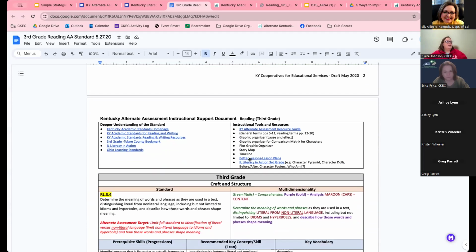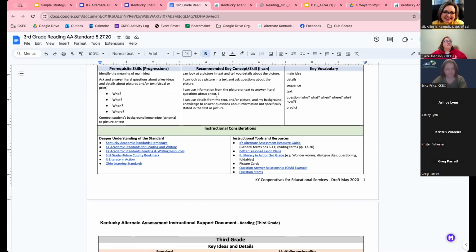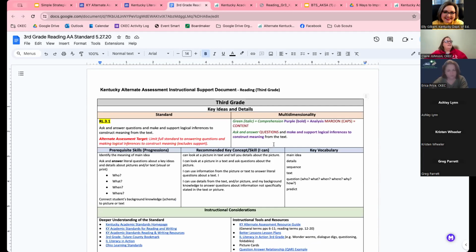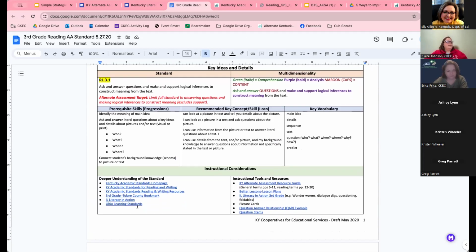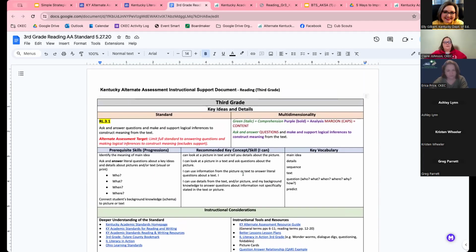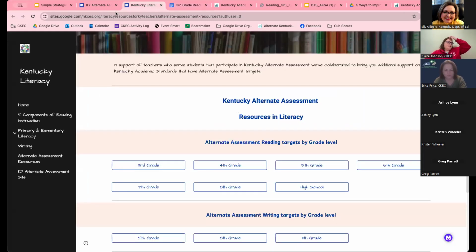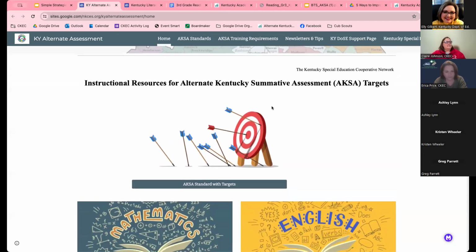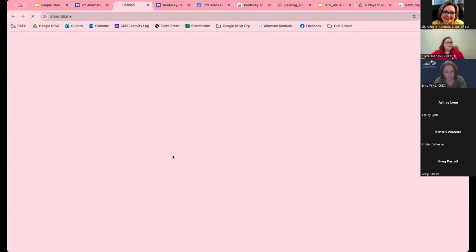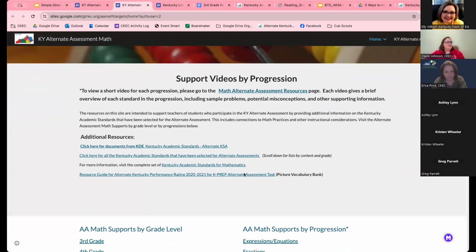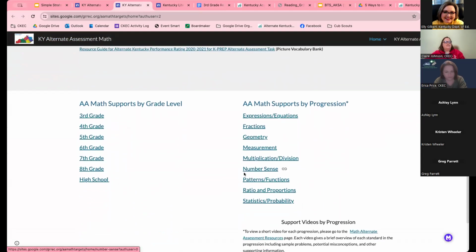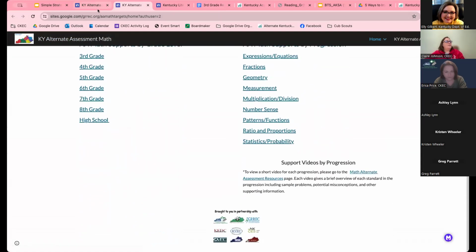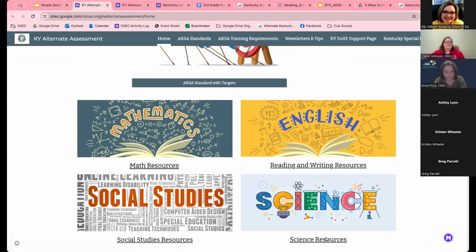So again, this is third grade reading. So you can see those are all included there. It also includes down here at the bottom, help with deeper understanding of the standards and then some instructional tools and resources that they might find helpful as they're teaching these standards as well. So again, that's on this alternate assessment website, instructional resources and supports. There are math resources there. Although the setup is a little bit different, those supports are still there for math as well, and social studies and science too.